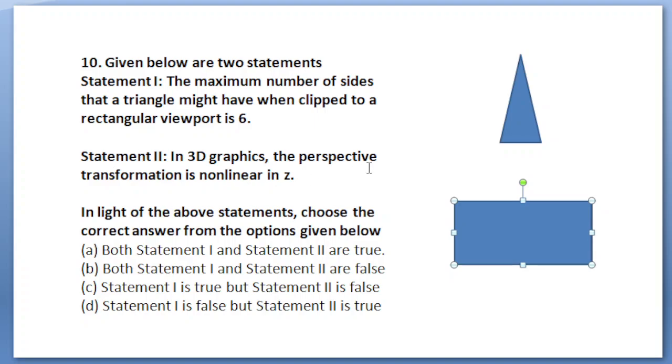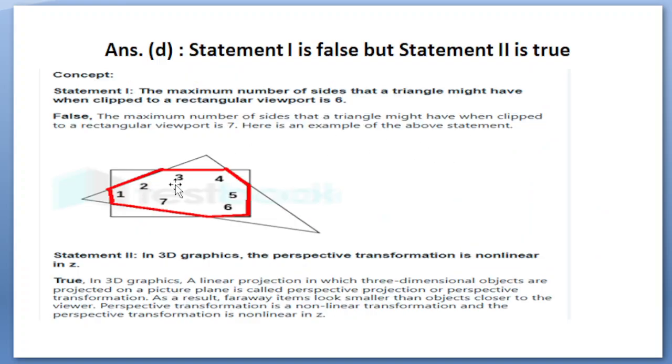Okay, see this picture. You can see I have clipped this triangle with the rectangle. How many sides will we get? Total 7 sides. 1, 2, 3, 4, 5, 6, 7 sides we will get. Is it? So the first statement is actually wrong. We will get 7 sides.